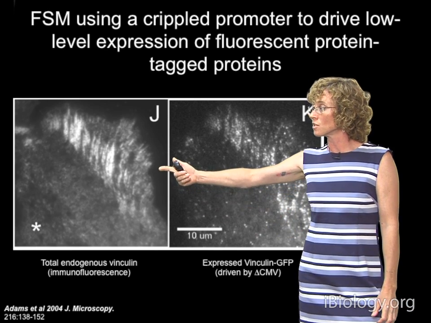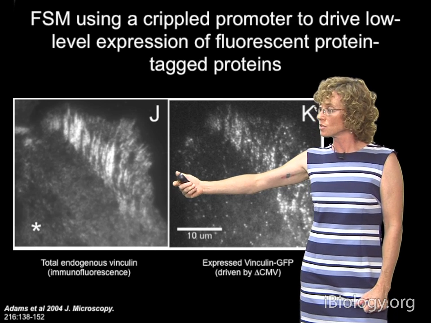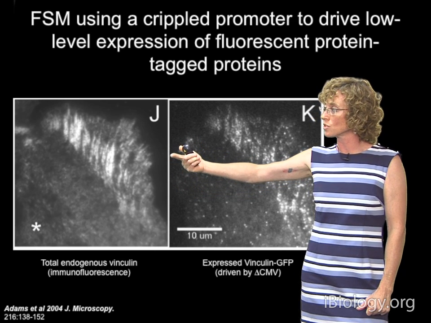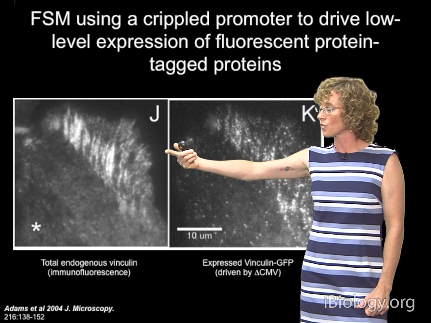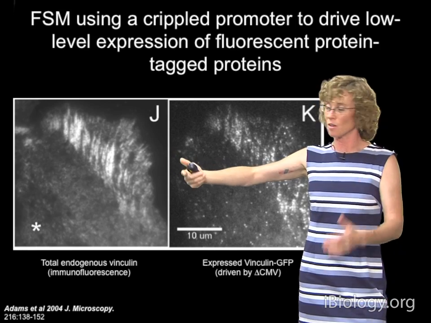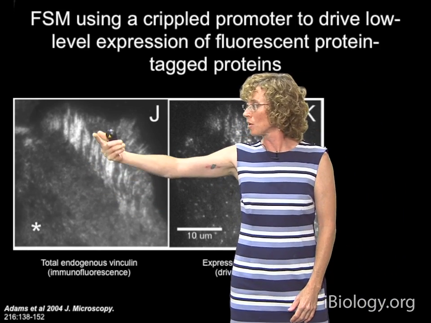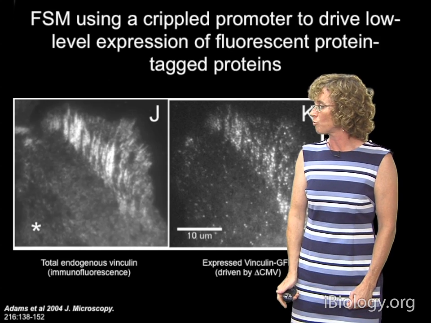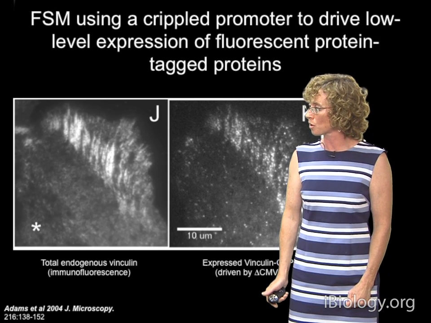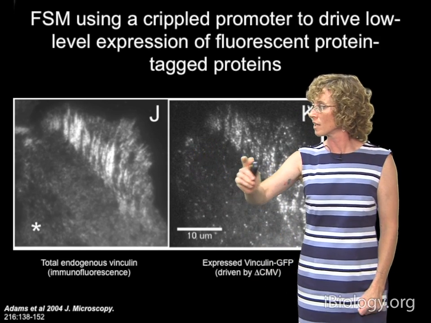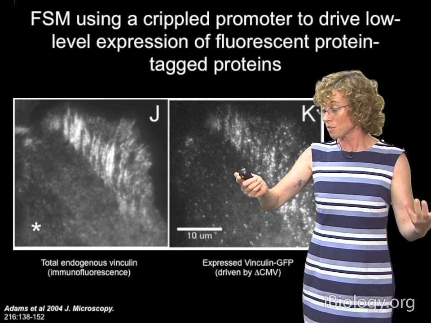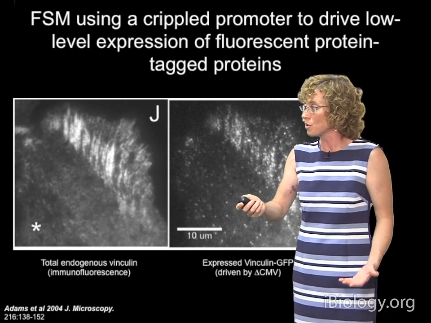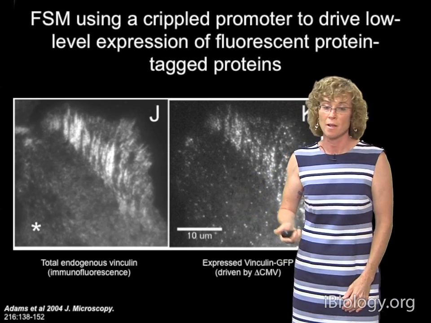What you see here is the endogenous vinculin. These are vinculin in focal adhesions in a fibroblast cell, the endogenous vinculin by immunofluorescence, and you see a relatively continuous labeling along these focal adhesions. And this is a GFP vinculin expressed by this crippled CMV promoter incorporating into the same focal adhesions, but now you see that because there's so few labels, the focal adhesions are speckled.